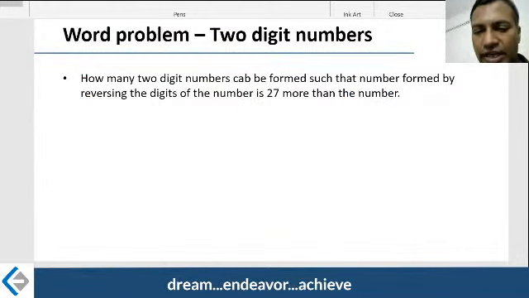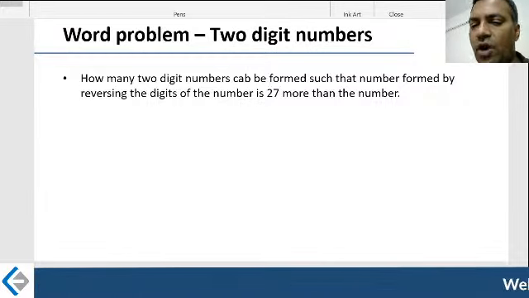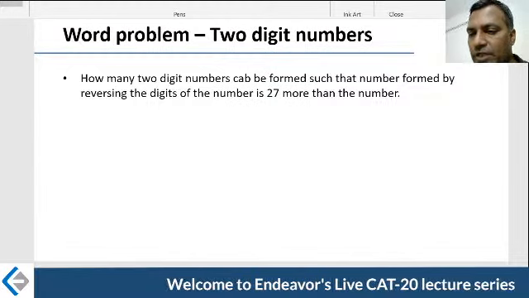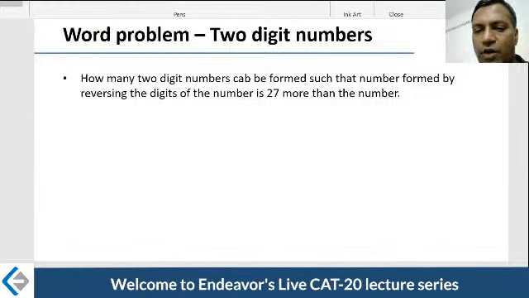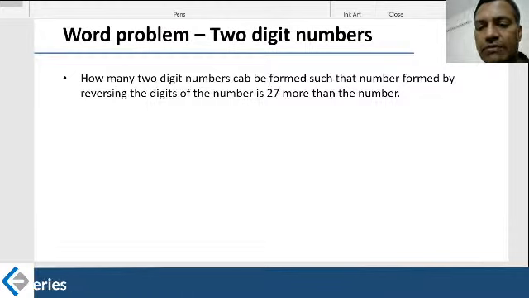Okay, with that understanding, let's go to the next question. The question here is, how many 2-digit numbers can be formed such that the number formed by reversing its digits is 27 more than the number?